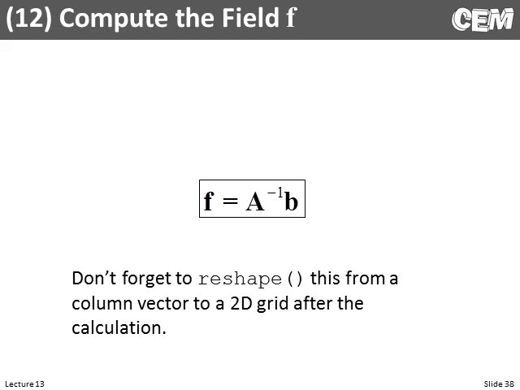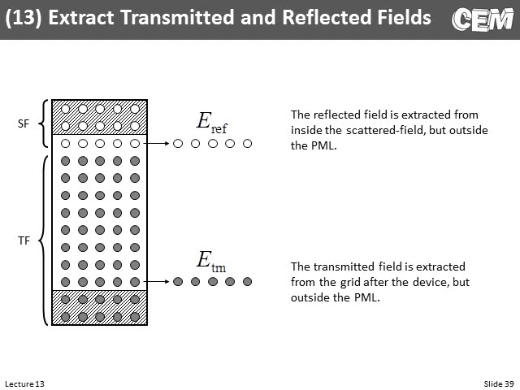So we call MATLAB to calculate F, and remember, we're definitely not going to calculate the inverse of A. We're going to say A backward divide B in MATLAB. And once we get that, we're going to have our answer, our field everywhere, in the form of a column vector. Don't forget to reshape that back to the 2D array so you can visualize it. So we reshape it back to the 2D array, and we're going to have our fields throughout the entire grid.